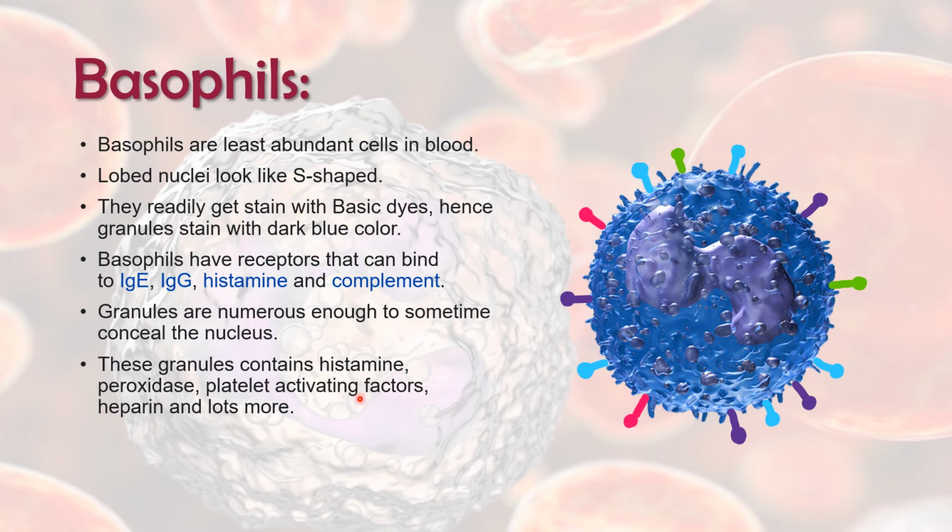There are numerous granules present in the cytoplasm of the basophil that sometimes conceal the nucleus. These granules contain histamine, peroxidase, platelet activating factors, heparin and lots more.